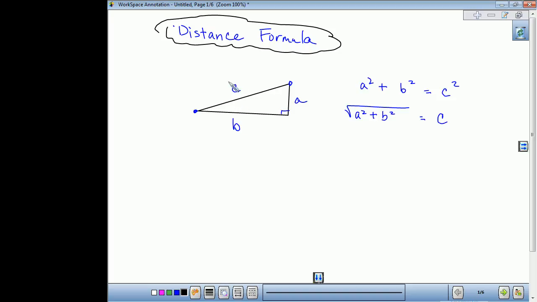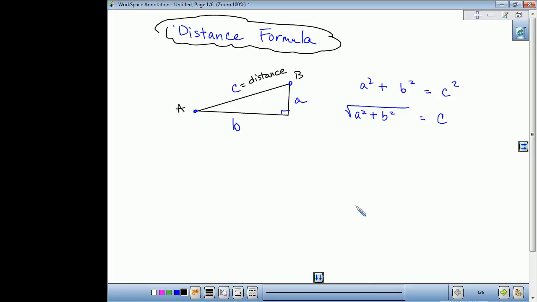Okay? So let's say C is going to represent the distance between points A and B. So it's the distance between A and B. Okay? So if we do that, then big A is this length and little b is this length. So the distance from point A to point B can be found by doing a squared plus b squared and then taking the square root of that. And normally when we take the square root, we get plus or minus. But in this case, since it's a distance, we're only looking at that positive length, right?